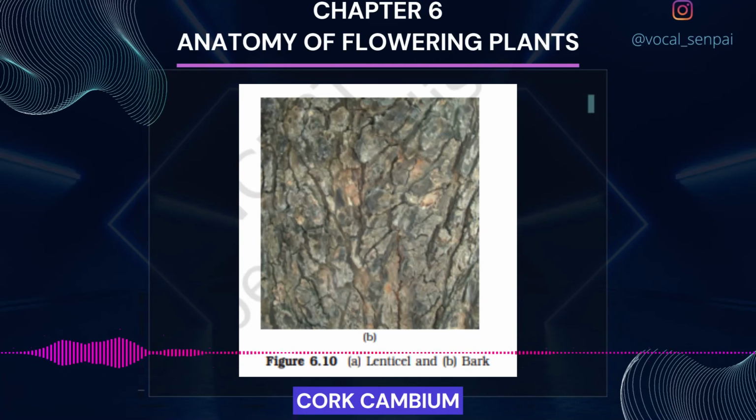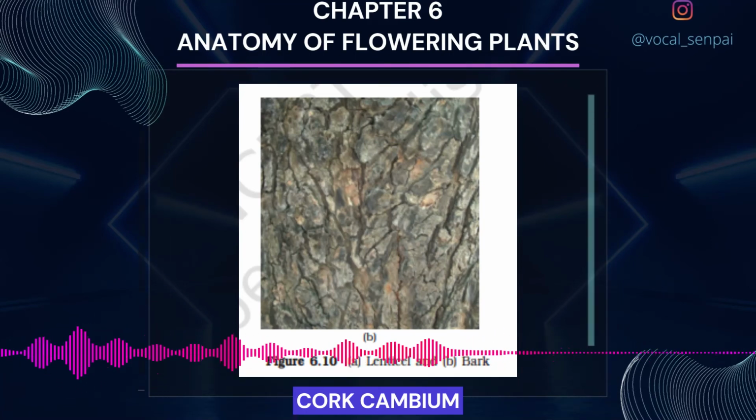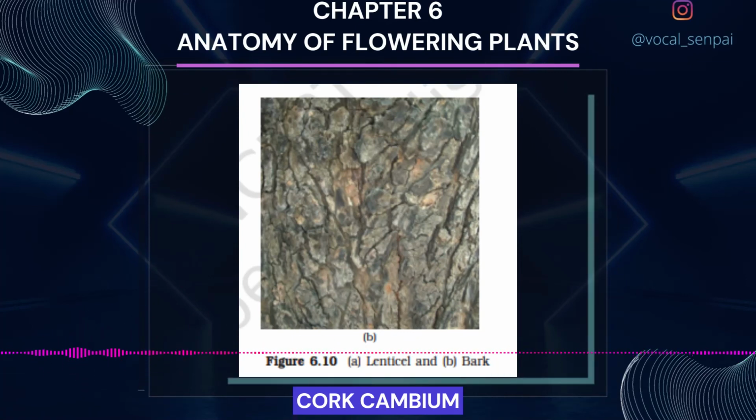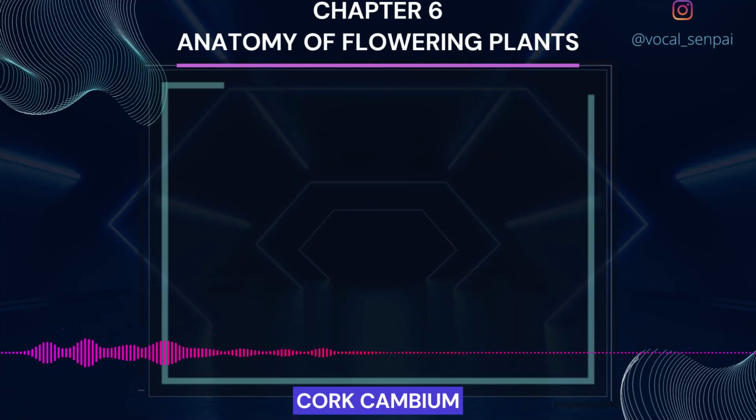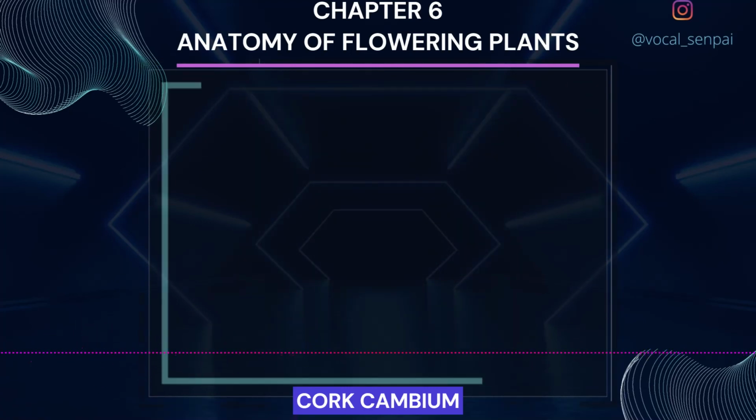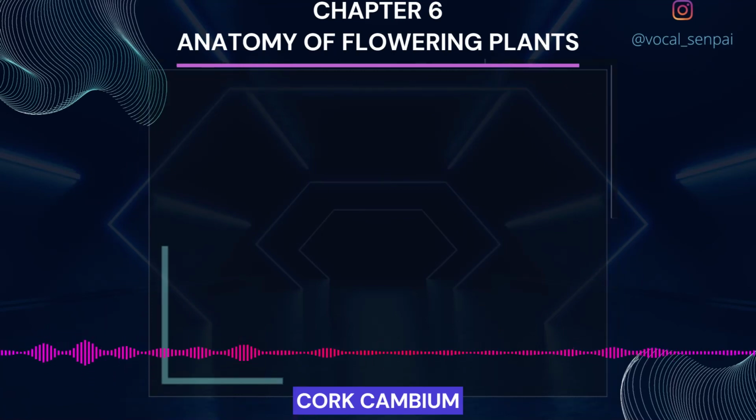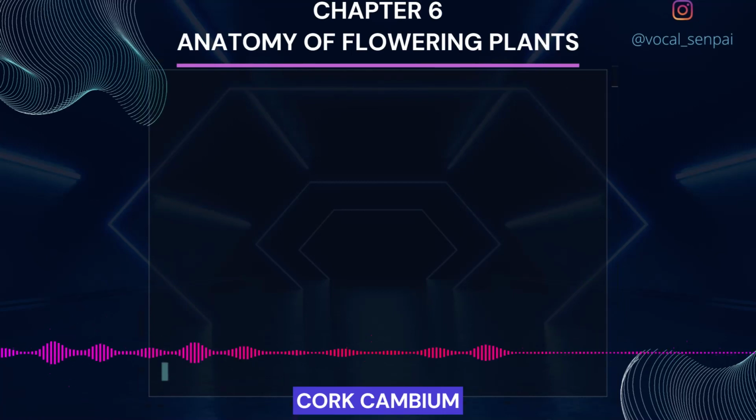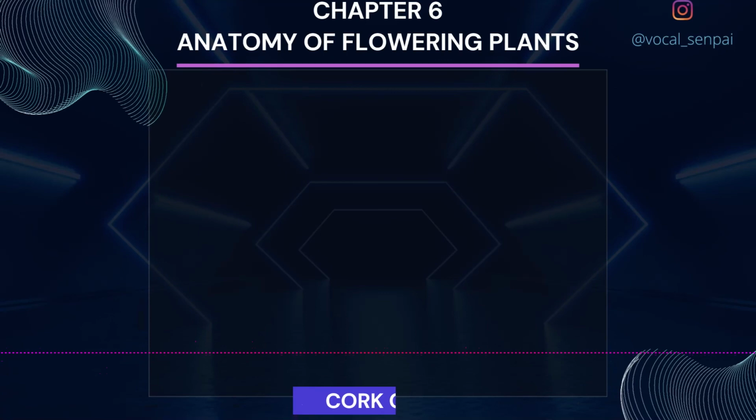At certain regions, the phellogen cuts off closely arranged parenchymatous cells on the outer side instead of cork cells. These parenchymatous cells soon rupture the epidermis, forming lens-shaped openings called lenticels. Lenticels permit the exchange of gases between the outer atmosphere and the internal tissue of the stem. These occur in most woody trees, figure 6.10.